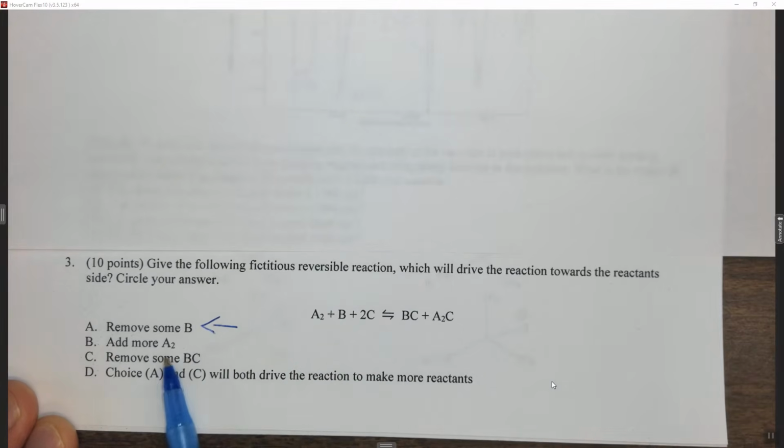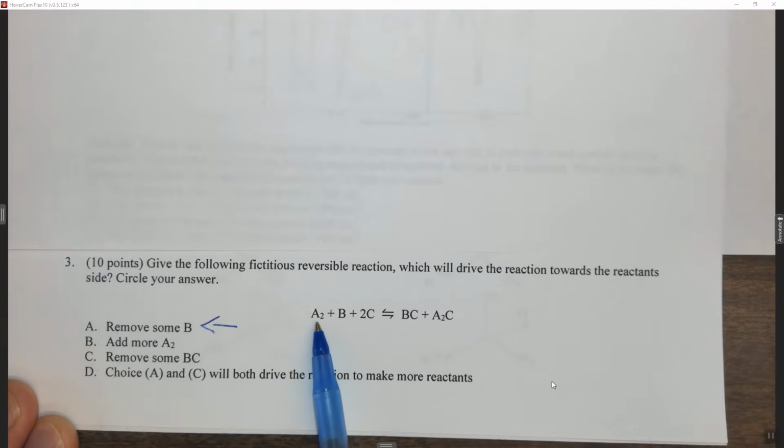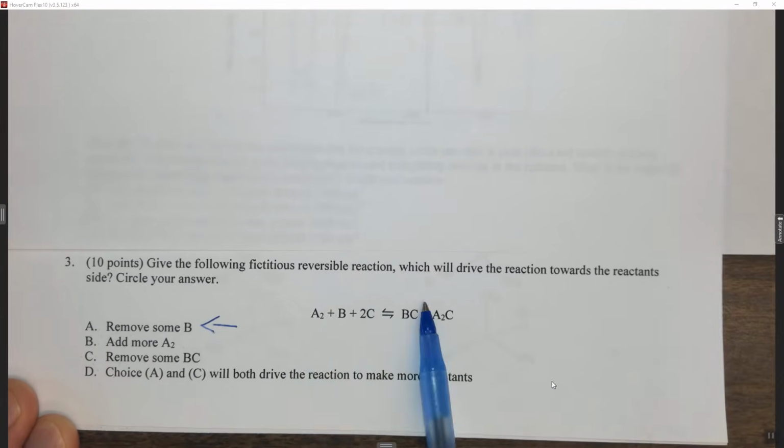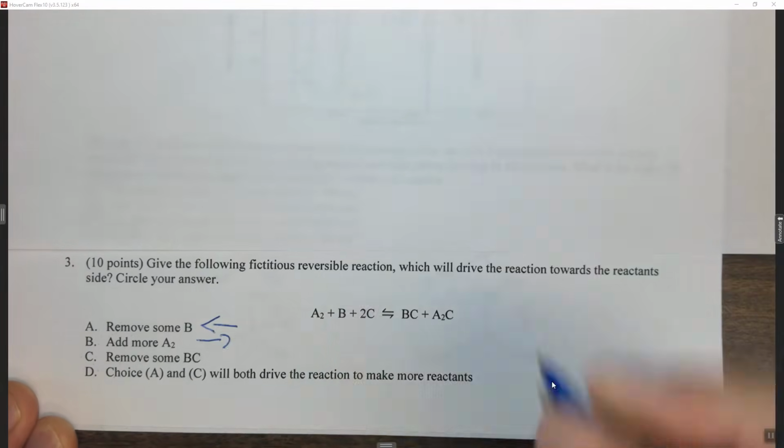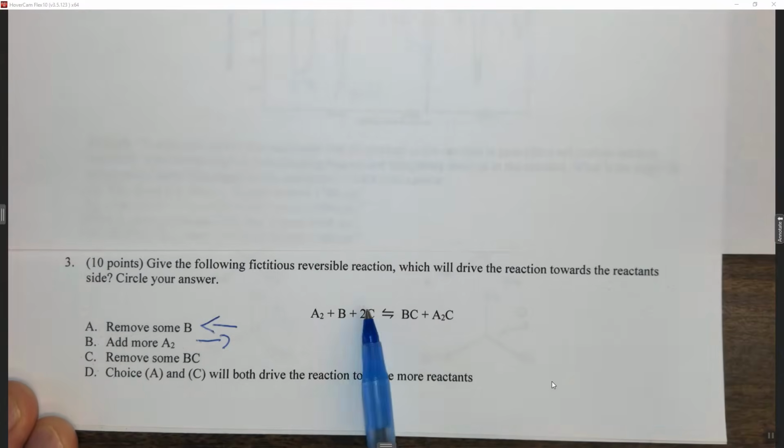Add more A2. If you add more A2, the reaction says, hey, there's too much A2 in here. The only thing the reaction can do to get rid of A2 is to react it with B and C to form BC and A2C. So the only thing the reaction can do to get rid of this excess A2 is shift towards the products to get rid of some of this excess A2.